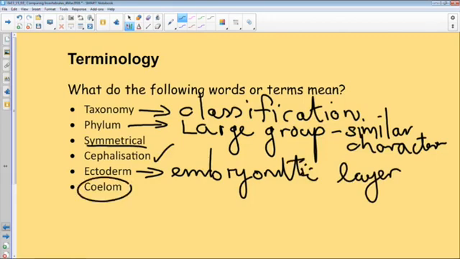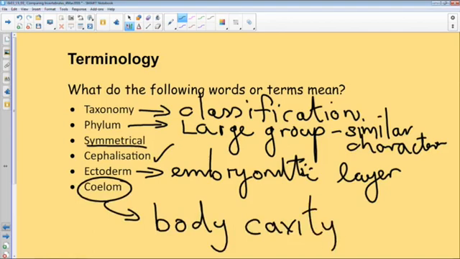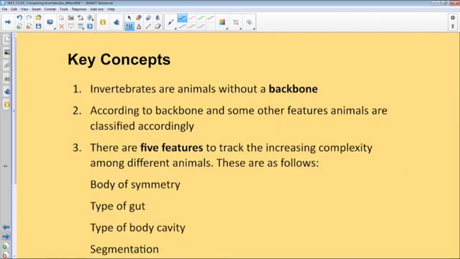And coelom, guys, if you recollect again, coelom refers to the body cavity, and the body cavity is essentially the cavity that forms during the embryonic development of the layers, and that is how organisms can be differentiated based on the presence of a coelom, the absence of one, or them being acoelomic. So cool. So let's get straight on to the business of the day.